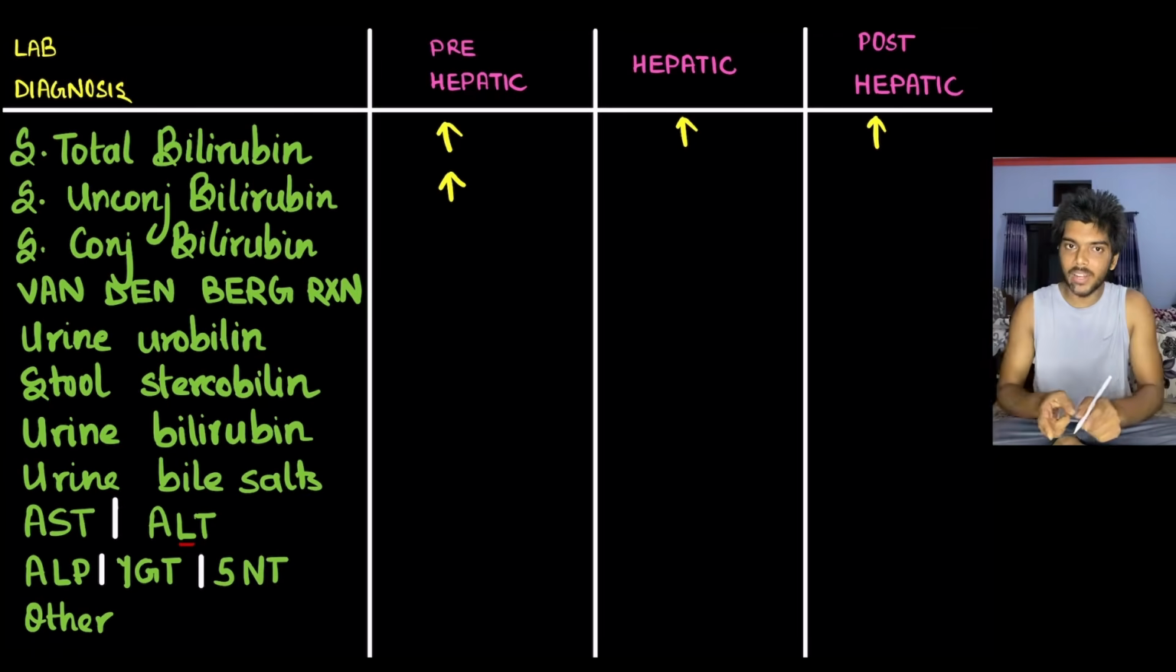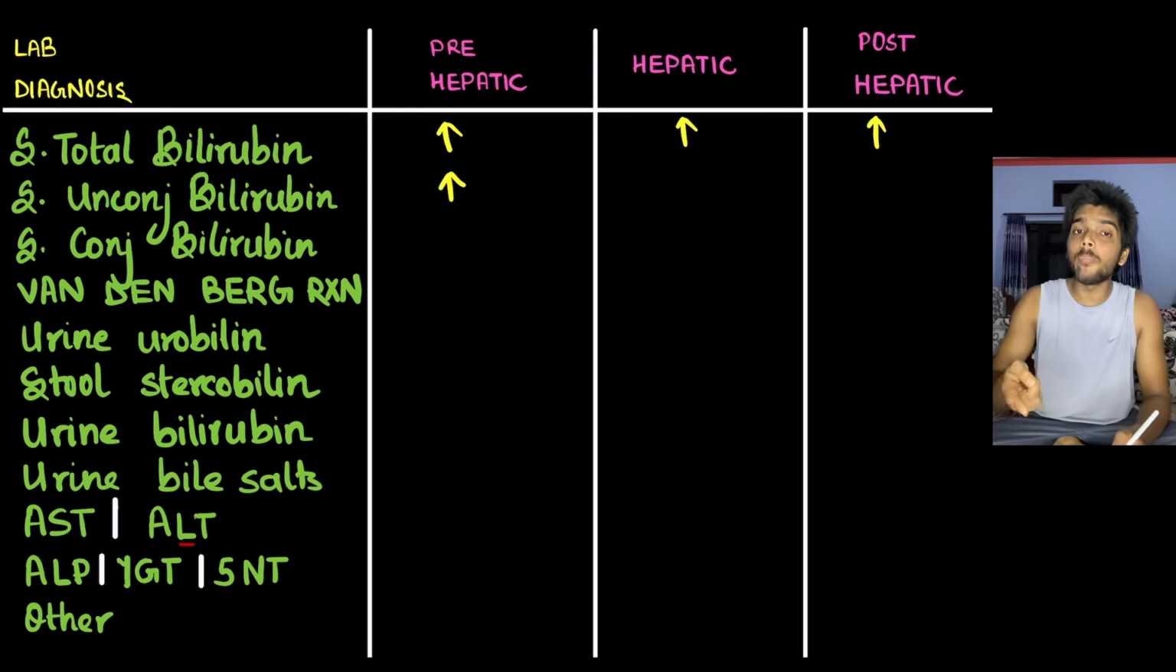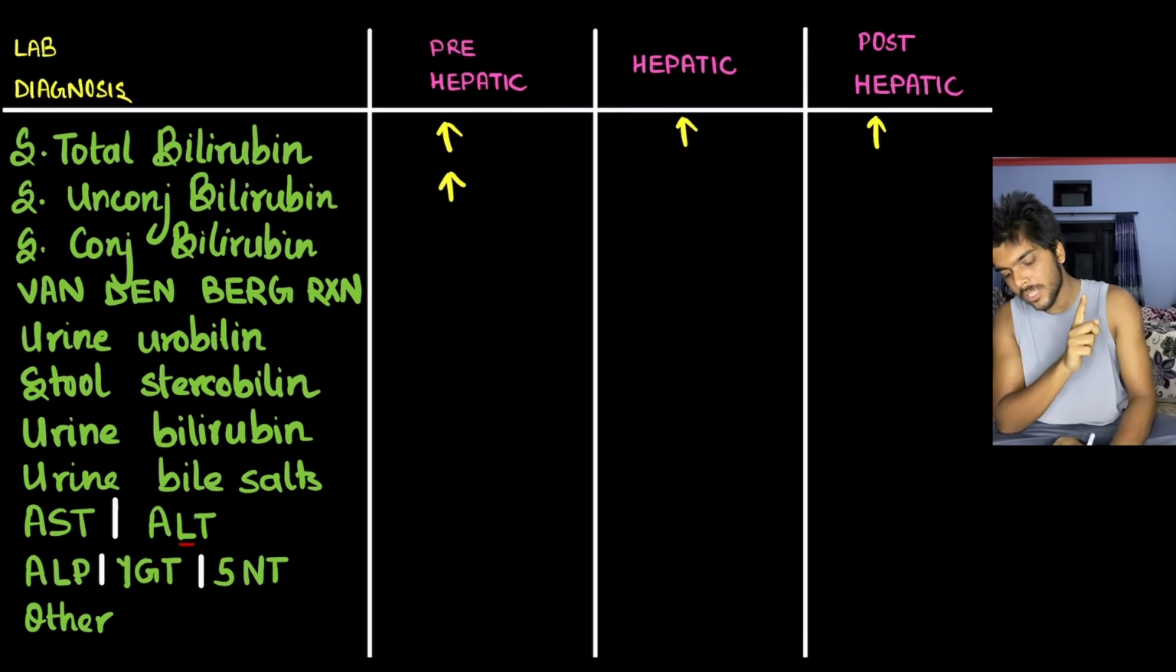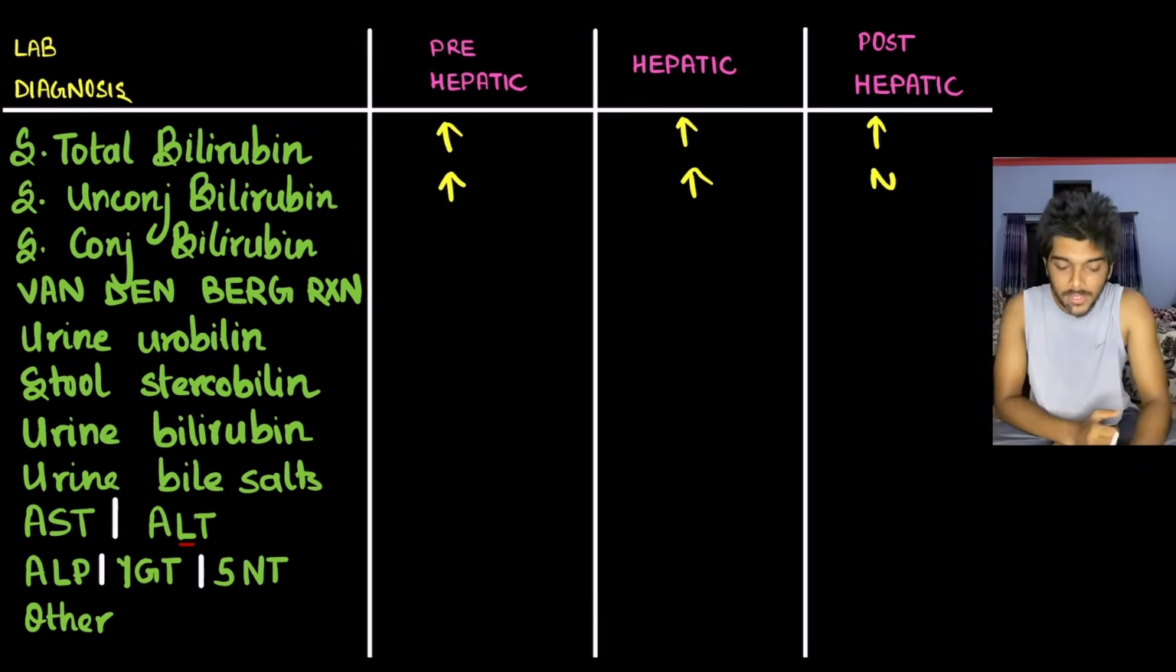In hepatic jaundice, due to hepatitis or hepatocellular injuries, there is loss of function of the cell, so conjugation does not take place. Unconjugated bilirubin is raised. In post-hepatic jaundice, it's normal. Pre-hepatic jaundice, conjugated bilirubin is normal.